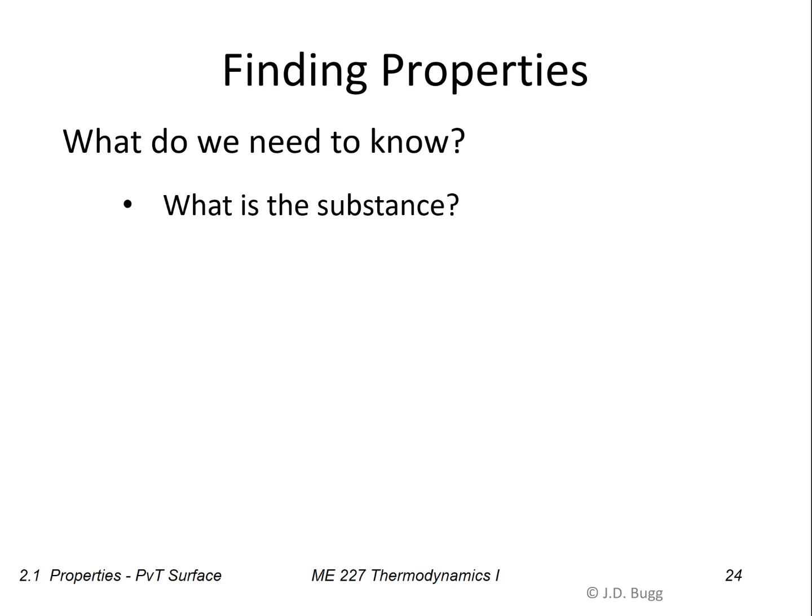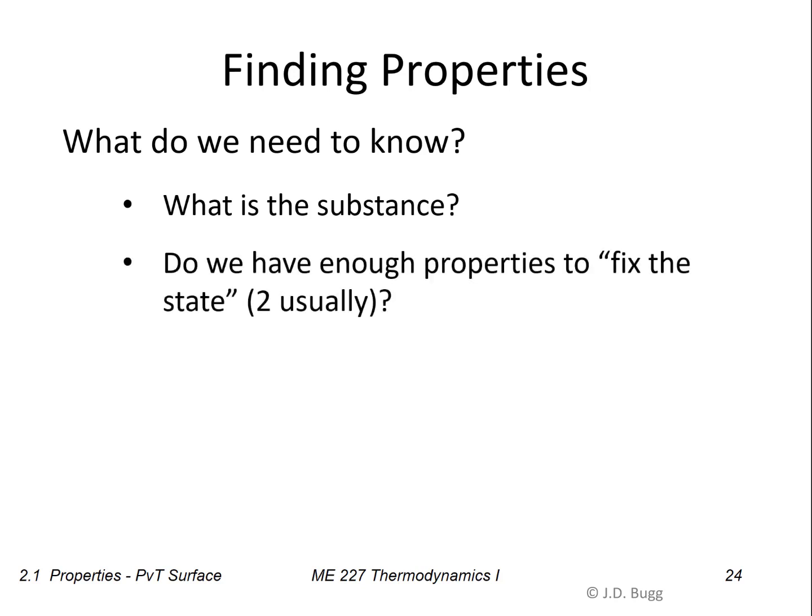Is it air? Is it nitrogen? Is it water? Is it one of the refrigerants? So pay attention to what the substance is. The next thing to ask yourself is, do you have enough information to fix the state? And usually that means two properties. There's this question of whether the properties are independent or not, but in most cases you need to know two things in order to fix the state.